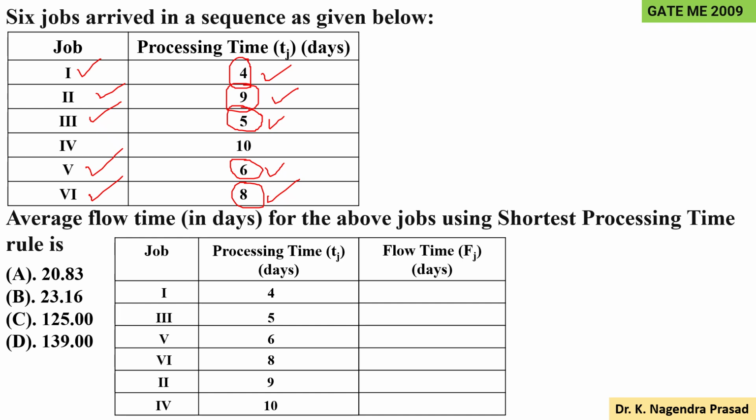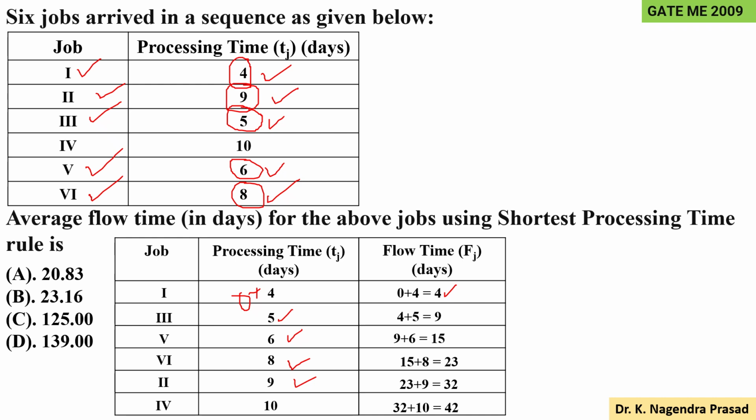For flow time, first I start with the first job. For the first job, the flow time is 0 plus the processing time 4, so 4. For the next job, the processing time is 5 and the previous job's flow time is 4, so 4 plus 5 is 9. For the next job, the processing time is 6 and the previous flow time is 9, so 9 plus 6 is 15. For the next job, 15 plus 8 is 23, next 23 plus 9 is 32, and next 32 plus 10 is 42.